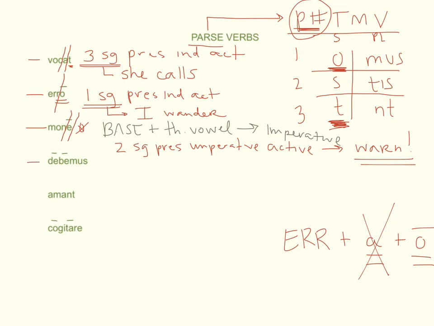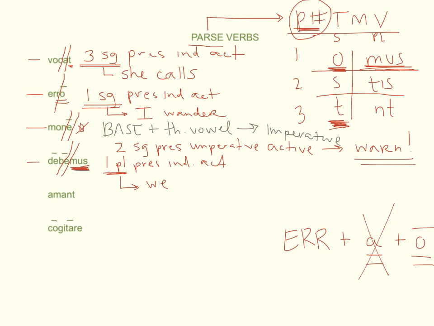All right, next one. So, debemus. Now, if we just looked at this word and didn't start breaking it up, you might think that this S right here is the second person singular S ending. But if you divide it up, deb for the base, E for the thematic vowel, you understand that the personal ending is actually mus. So that's why it's really important to divide everything up. So mus is definitely the first person plural. So first person plural. And we're going to stick with our present indicative active. First person plural is translated with a we.